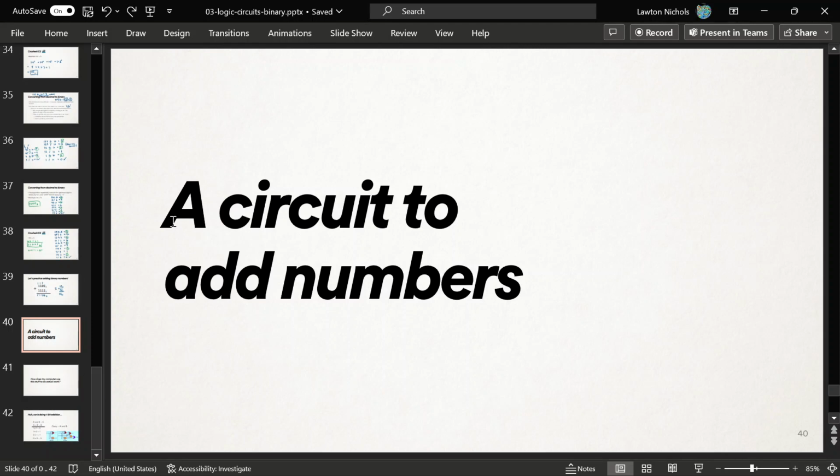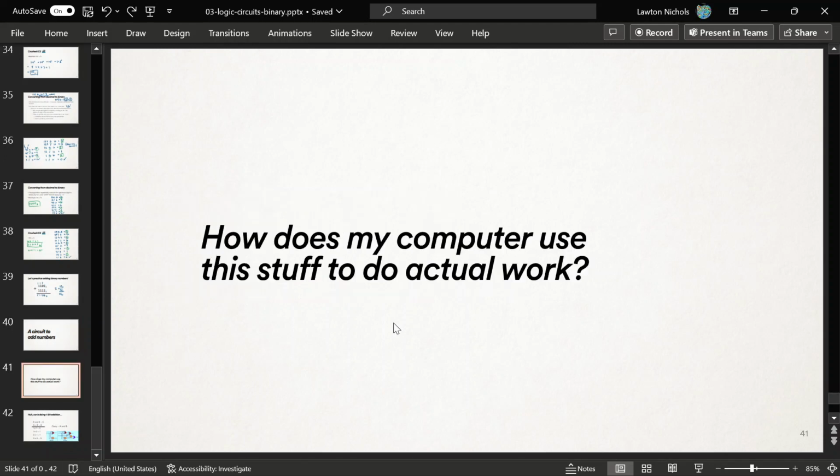It's a very complicated idea, but let me show you how you can make a circuit with the things that we've been talking about to add numbers and build a computer, right? Because half of what computers do is just math. So how do our computers use these ideas, binary and logic and all these circuits, to actually do real work?